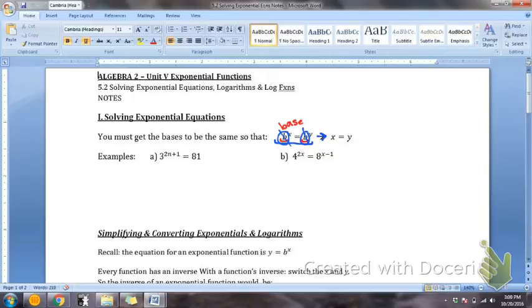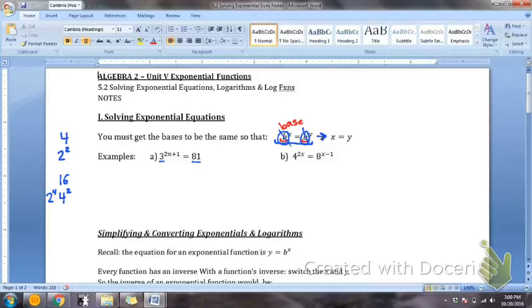So if we look at example A, I have a base of 3 and I have a base of 81. Can I make 3 become something smaller? For instance, I can make 4 become a base of 2 squared. Do you guys agree with that? 4 can become 2 squared. I could make 16 become a base of 4, which would be 4 squared. Would you guys agree with that? I can also make 16 a base of 2, because 2 to the 4th power, if you do 2 times 2 times 2 times 2, you also get 16. So that's what we mean by changing the base.